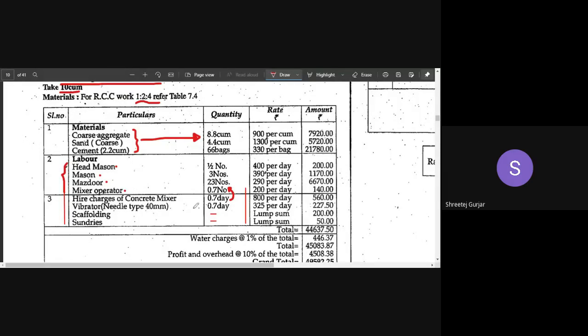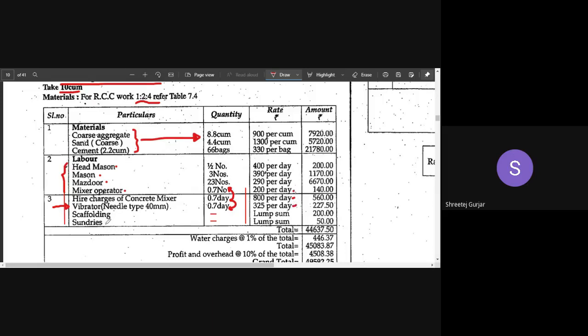For the same number, we also require a vibrator, correct? 0.7 day we require a vibrator, and we are taking a needle type of vibrator here. The cost of the needle vibrator you can write down per day. We have written all these values per day.